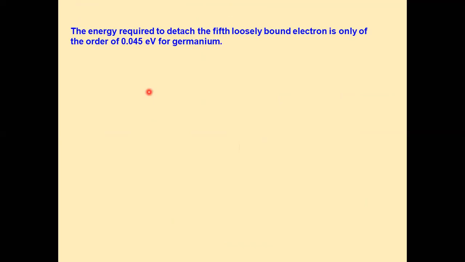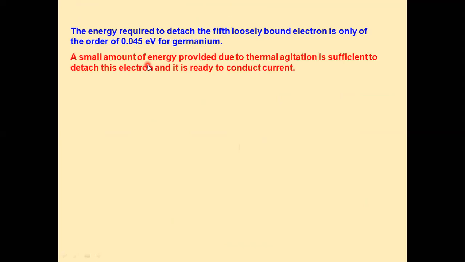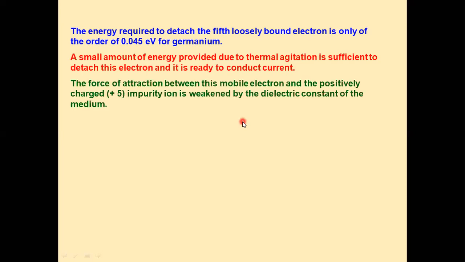The energy required to detach this fifth electron is very small. For germanium, it is of the order of 0.045 electron volt. So this free electron is easily available for conduction. When a small amount of energy is supplied, even thermal energy, this electron gets detached and is ready to conduct current. The force of attraction between this mobile electron and the positively charged impurity is very weak.